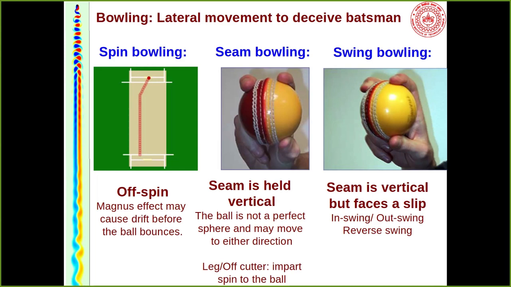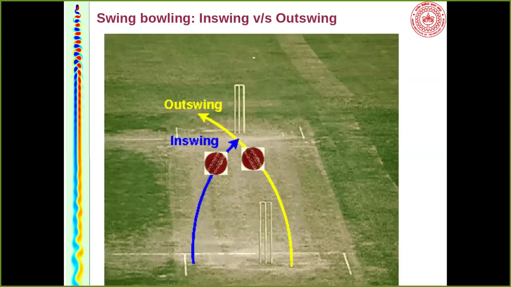Spin bowling uses the Magnus effect. If I spin the ball, then there is one advancing side and a retreating side, and you will get a pressure difference. So the Magnus force creates the movement. But in swing bowling, it is actually the boundary layer transition. Of course the ball is spinning, but the spin is not the one which results in the swing force. I will explain in a minute. So the terminology, let's get used to it.